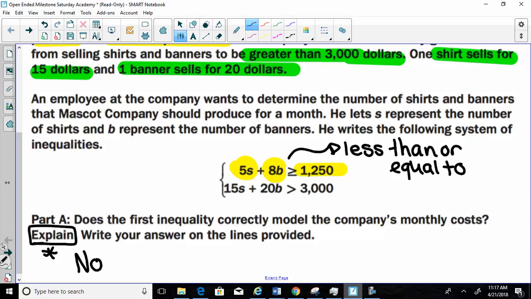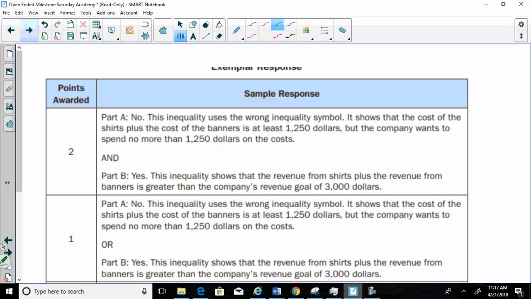Then part B is, is the second one correct? So let's see. Does this say greater than 3,000? Yes. It says one shirt's $15 and one banner's $20. It's greater than 3,000, so it's yes, right? And so that was part A and part B.